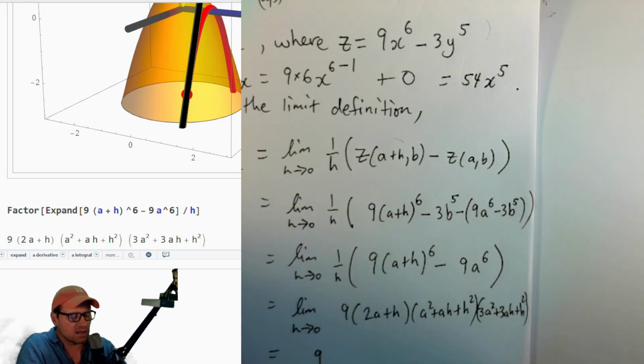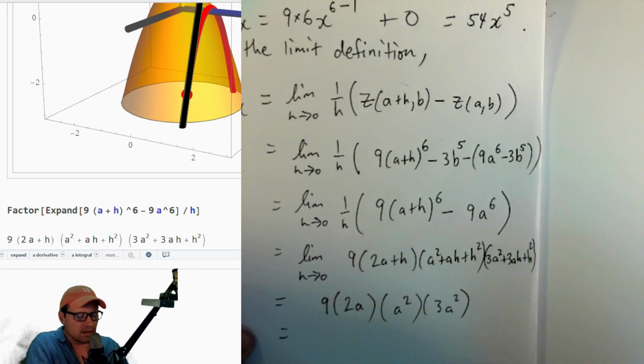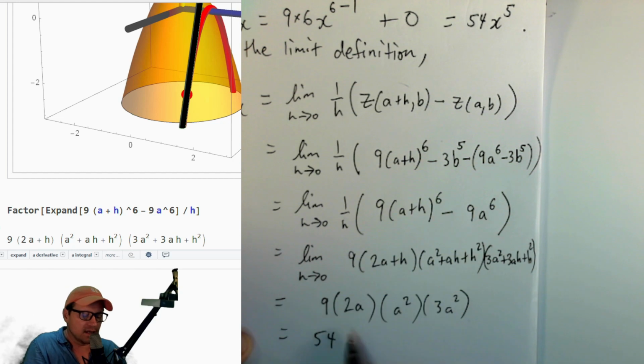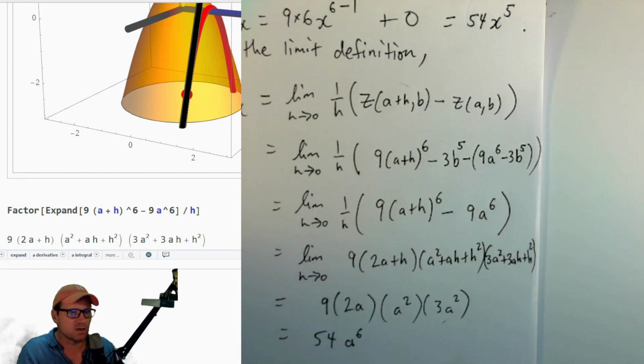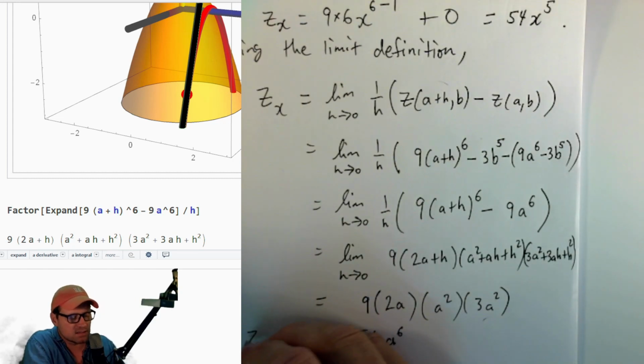So we have 9, 2a squared, 3a squared. And then just expanding this, which is rather easy here, we've got 2 times 3 is 6, 6 times 9 is 54, a to the power of 6. And so what we have calculated is z subscript x at (a, b).